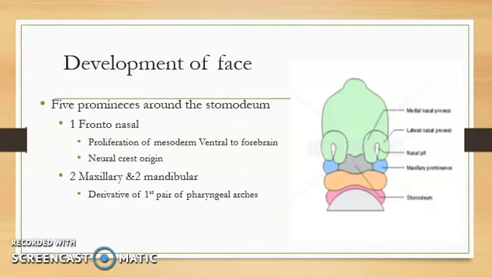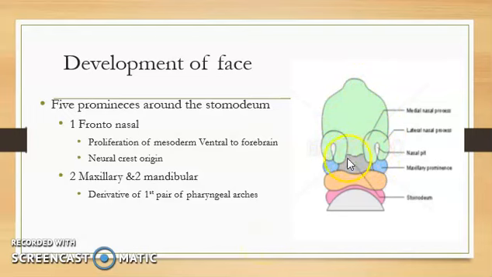During the development of the face, there is development of the five facial prominences. There is one frontonasal prominence on the ventral aspect of the forebrain, and paired maxillary and paired mandibular prominences. So there are two maxillary and two mandibular prominences and one frontonasal prominence.